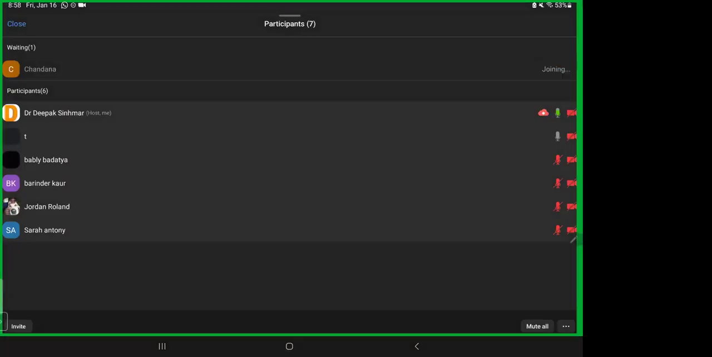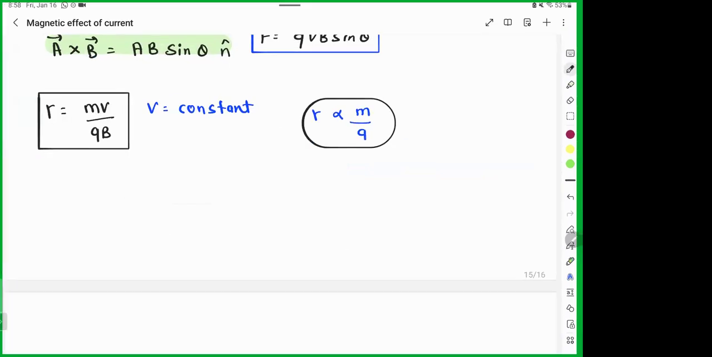Okay. So it is for the uniform magnetic field. So ultimately this is constant. So R is directly proportional to M, inversely proportional to the charge. First thing is done.